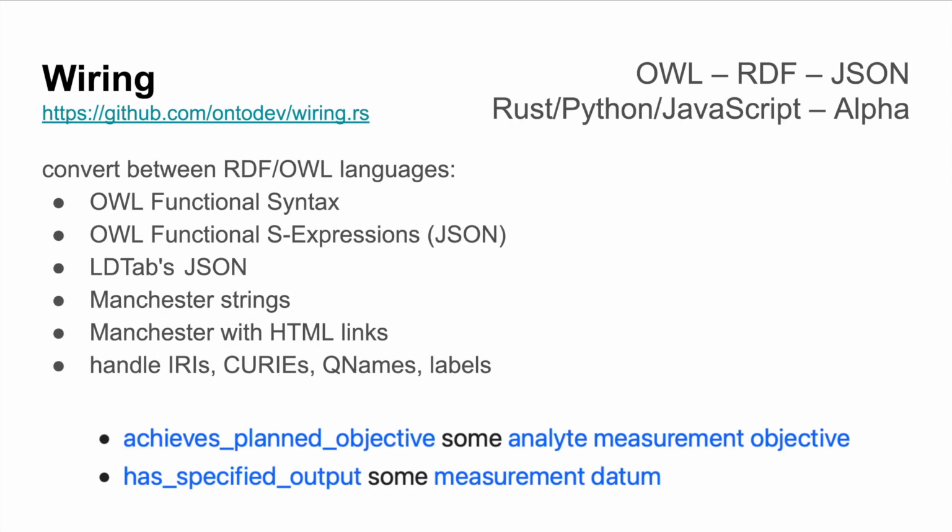Wiring is a library that works with LDTab to make some of these conversions between different languages. And so we can encode into a JSON format, but then render that out to Manchester strings with links, like you'll see in some of the other examples.